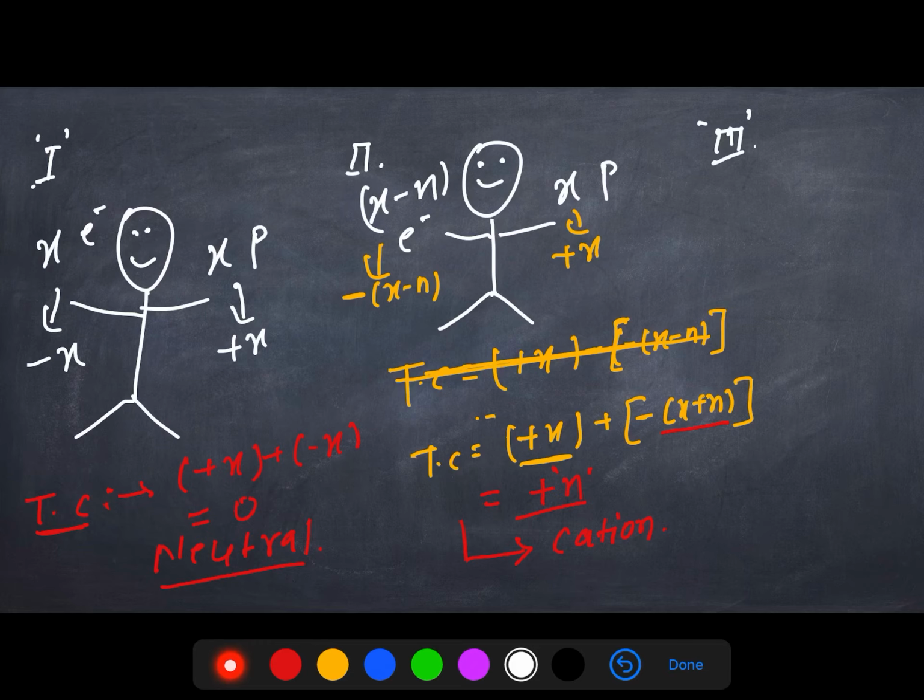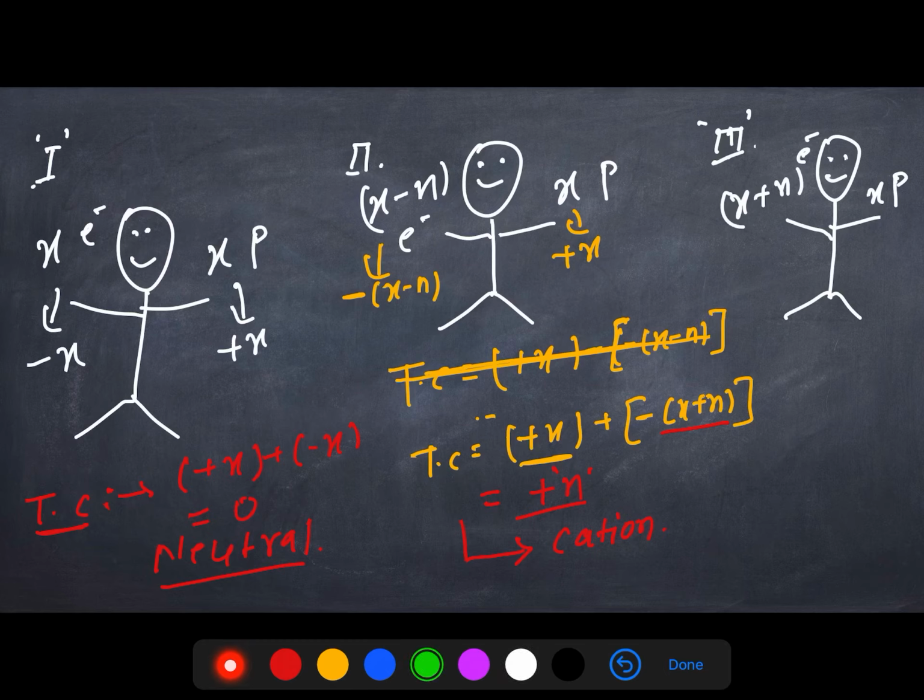Now, let's take one more case, the third case. There are just three possibilities. One possibility is when the protons and electrons are equal in numbers. Second case, when the number of electrons is lesser than the number of protons. And there is a third case, which is quite evident to you all: you have x number of protons, but x plus n number of electrons this time. This time you have more electrons with respect to protons, right?